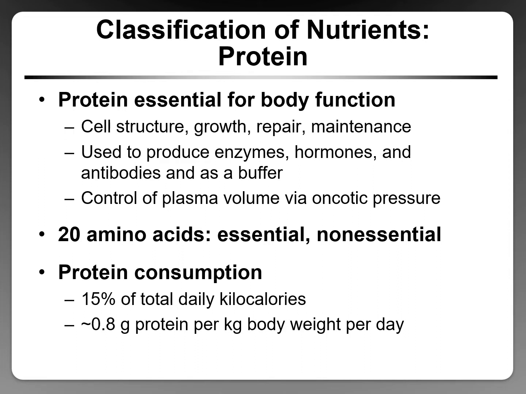There are 20 amino acids that are essential and non-essential, so we'll go through those on the next slide. But overall consumption should be around 15% of your total kilocalories, and a minimum of 0.8 grams of protein per kilogram body weight is recommended for regular diet consumption. If you're doing higher intensity anaerobic training, or you're resistance trained and trying to bodybuild, that would be in the range of 1.6 to 1.7 grams of protein per kilogram body weight.